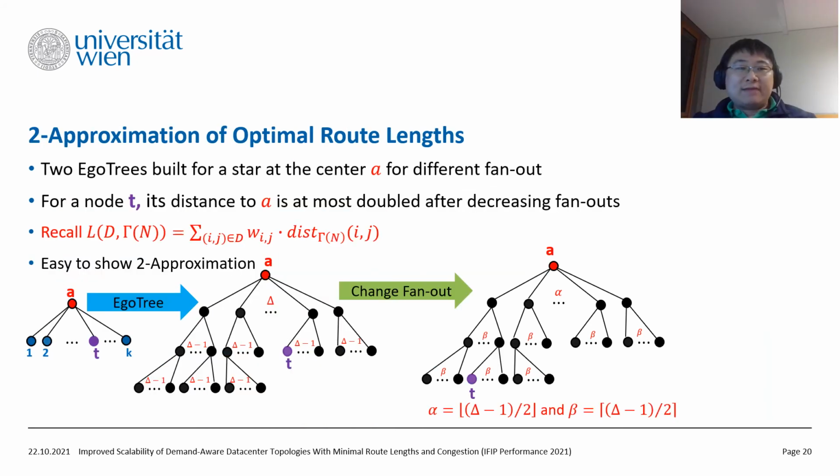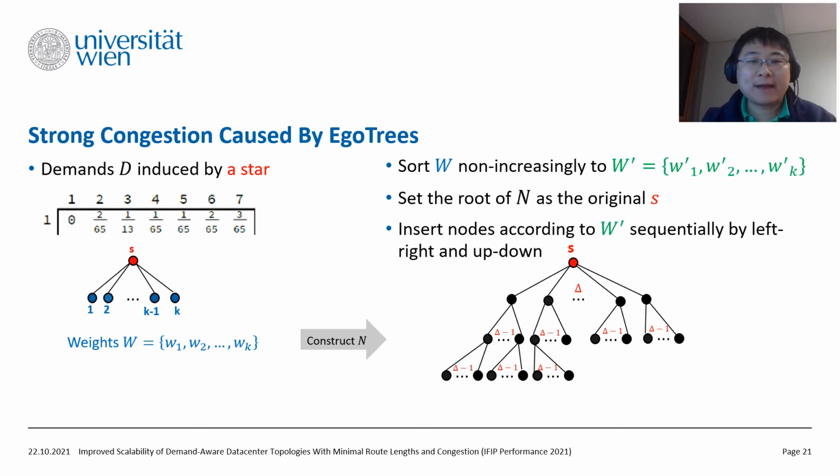Now we show our method can achieve a two approximation. For arbitrary demands star rooted at A, we construct two Ego trees with different fan out. By decreasing the fan out, of course, for an arbitrary node T, its distance to A will become longer in this new Ego tree, but we know this distance will at most be doubled. According to the definition of weighted routing length, since this is at most doubled, we can still achieve this two approximation.